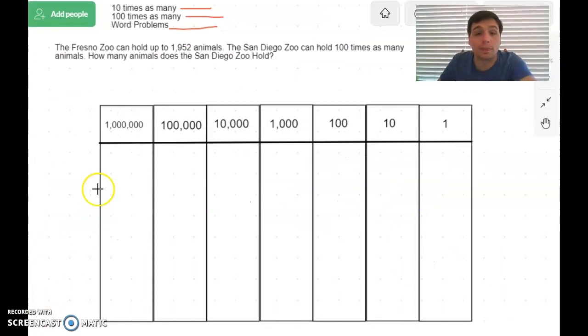Okay, let's try another one. So here's our next question. The Fresno Zoo can hold up to 1,952 animals. The San Diego Zoo can hold 100 times as many animals. How many animals does the San Diego Zoo hold? We can start our problem off by circling the numbers. I'm talking about 1,952 animals. I have 100. I can underline my question. How many animals does the San Diego Zoo hold? The word times is my key. Times means multiply.